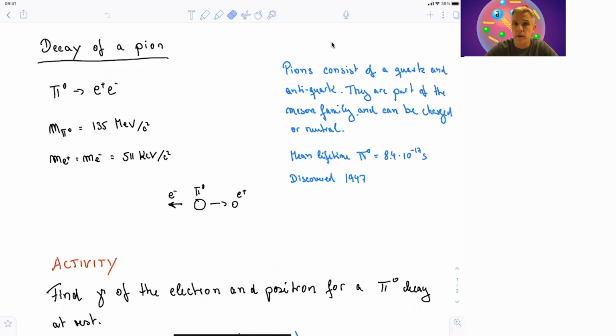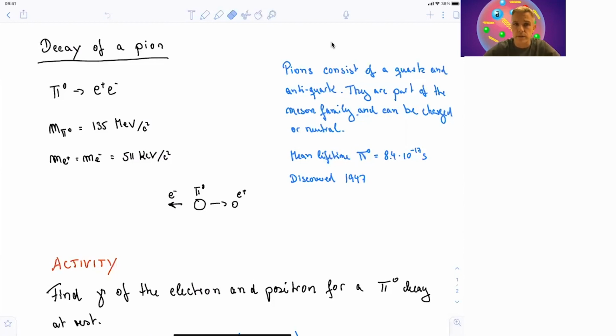In this example, we look at the neutral pion decay and the specific decay into an electron and a positron. Mostly neutral pions decay into a pair of photons, but we study this effect here because it's more fun. The mean lifetime of a pi zero is 8 times 10 to the minus 17 seconds. So when we produce neutral pions in our detector, they immediately decay, as I said, mostly into a pair of photons. They were discovered in the 1940s.